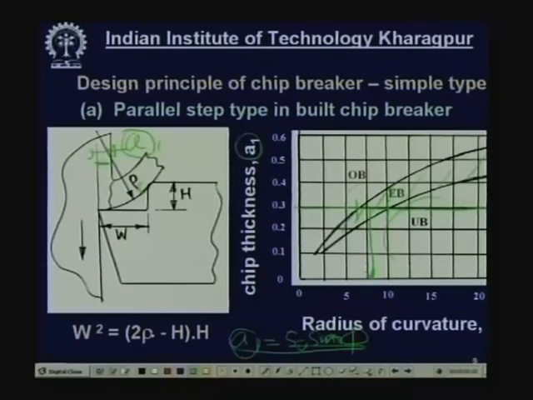Now, putting the value of rho into this equation, because from this geometry you can see this is the radius of curvature of a circle, this is the chord W and this is the height h, the expression is W square equals h into 2 rho minus h. Now, from the given value of ASO and phi, A1 has to be determined. From A1 the rho will be determined. You put in the rho, and now you assume any particular value of h, say 2 millimeter or say 1 millimeter, and we get the corresponding value of W. And this is how this type of simple step type chip breakers are designed.